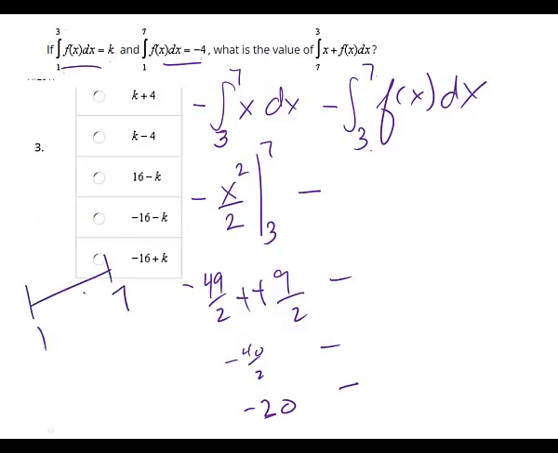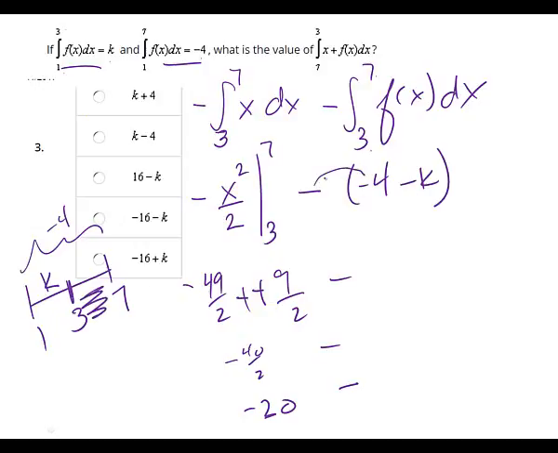If I'm going from 1 to 7, and I know that from 1 to 7, the whole thing is negative 4. And I know from 1 to 3, it's k, okay? What do I have to do with those two numbers? I got to subtract them. So I have to do negative 4 minus k, okay, to get rid of this chunk and only get this piece of it. All right, what are we going to do with this negative sign here? Distribute it. So I really have positive 4 plus k, right?